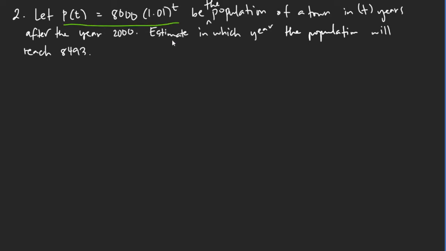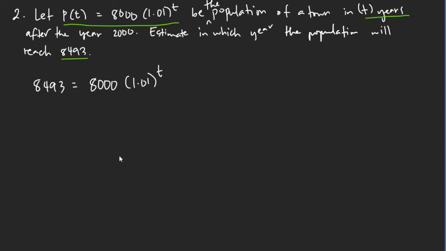Okay. So what we need to consider is the function. So the function is given. We're looking for the year in t years after 2000, and the population growth will be 8,493. So we're just going to substitute the given values to the specific function. So the value for P of t is 8,493 on the left. That is equivalent to 8,000 times 1.01 raised to exponent t in years. Okay?